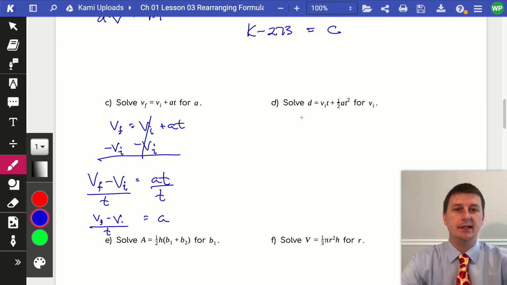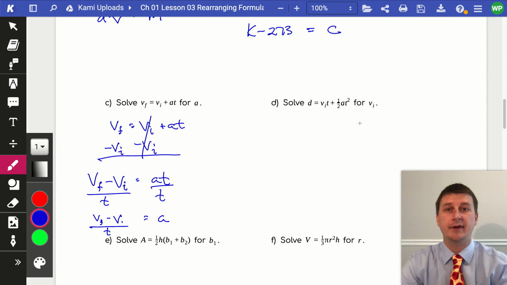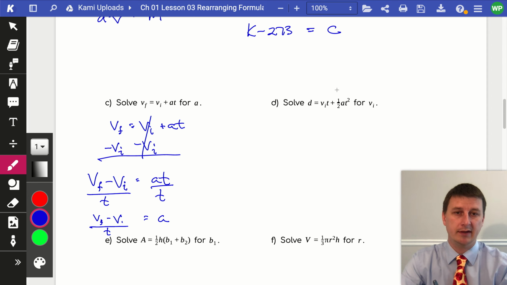Now, in part D, we have d is equal to v sub i, there's that v sub i there again, times t plus 1/2 at squared. And this is a formula in physics, again, used for finding our total distance covered, given other variables. But again, we're not worried about that. We're just worried about getting v sub i by itself. So again, let me start off by rewriting my equation. And now I'm going to isolate by using inverse operations. I'm trying to get this by itself.